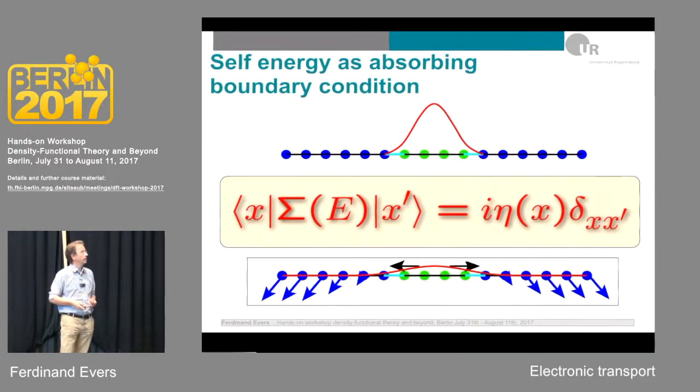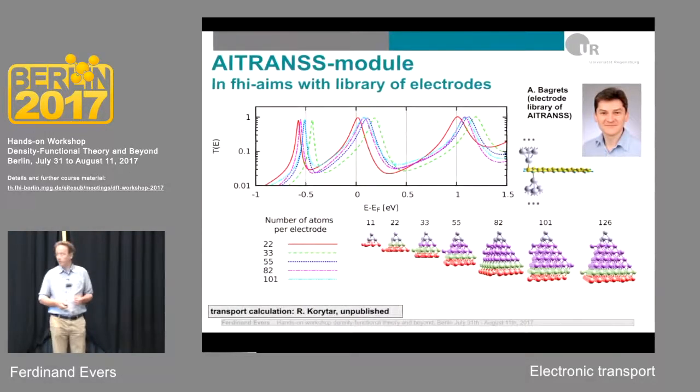We put it into the calculation. And then this calculation, for a big enough molecule, will do exactly the same thing as I would get if the system were infinite. So here's a check of this. The main contributor to the AITRANS transport module was Alexei Bagrets. He did many of these checks.